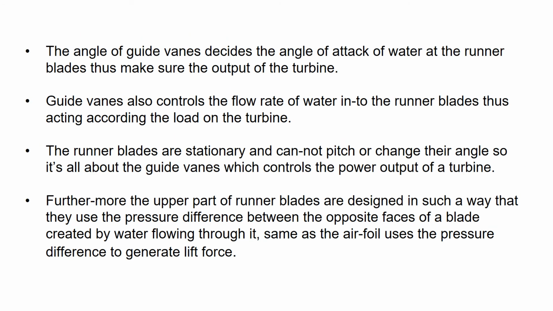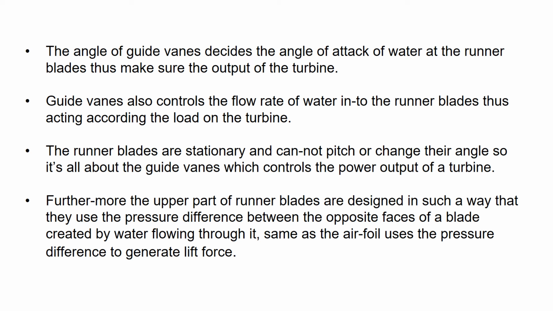Angle of guide vanes. The guide vanes are not stationary, they can move and the angle can be adjusted. The angle of guide vane decides the angle of attack of water at the runner blades, which determines the output of the turbine. So the guide vanes also control the flow rate of water into the runner blades, acting according to the load of the turbine. And the runner blades are stationary, they cannot pitch or change their angle. So it's all about the guide vanes which control the power output of the turbine.